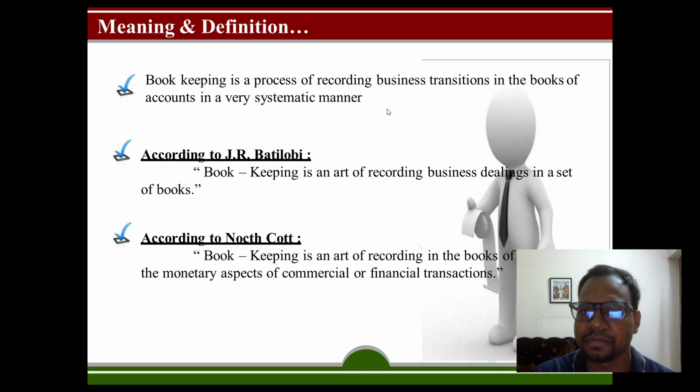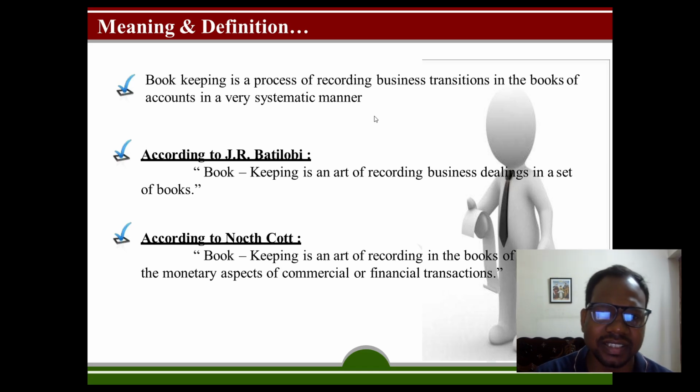That means only business transactions. So we cannot record in bookkeeping the birthday party event, or the games that we had yesterday. All those things we cannot put. Only the business transactions we have to put in the books of accounts, but in a very systematic manner.